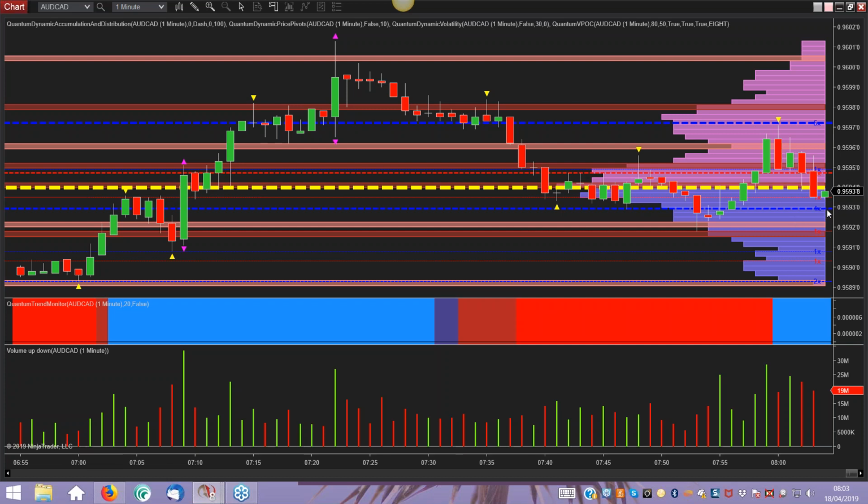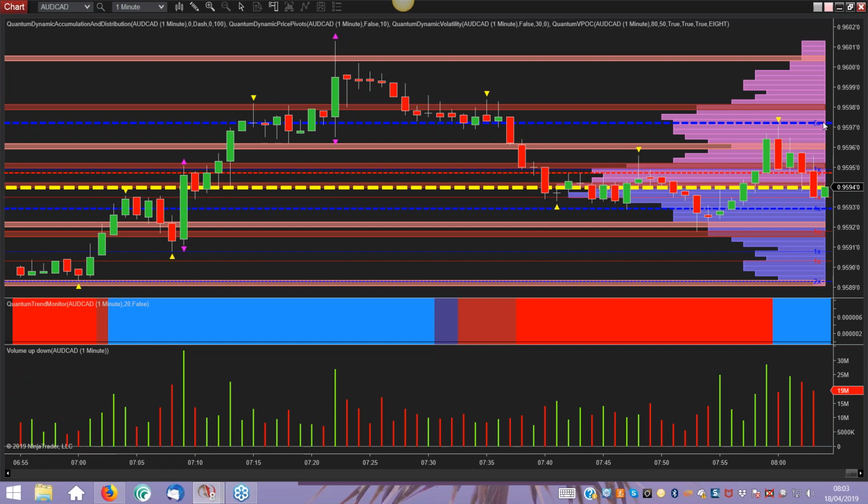Below us, we've got a less strong region here. This has been tested 4 times as a platform. If we go down to test that, then that's got to see volume to drive through there. Below it, we've got these minor levels. These have been tested once, and this level down here has been tested twice.